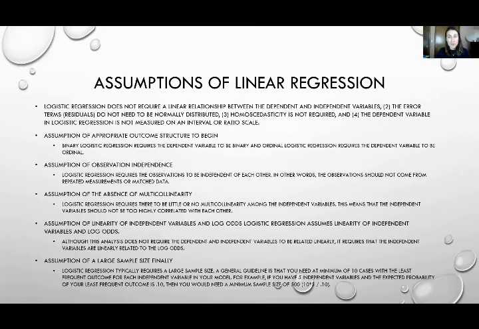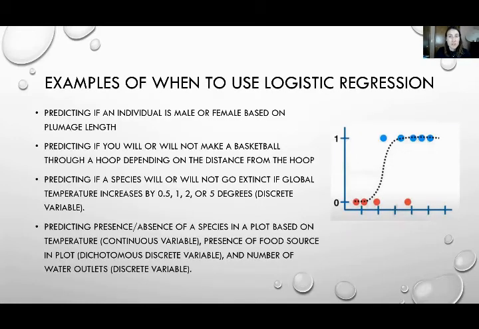So I want to give you a few examples of when you would use a logistic regression to help you understand the different questions that you could ask. So you could try predicting if an individual is male or female based on plumage length. Here we're talking about a species of bird, and perhaps the males have longer plumage than the females. So in this example, plumage length is your x-axis predictor variable, and your y response variable is male or female. That's that binary response variable.